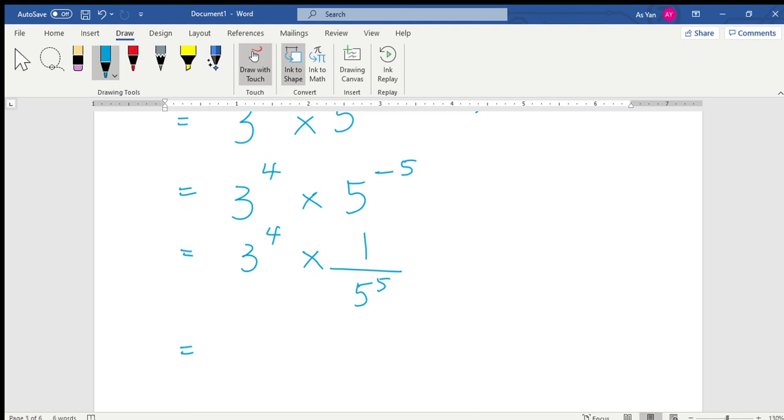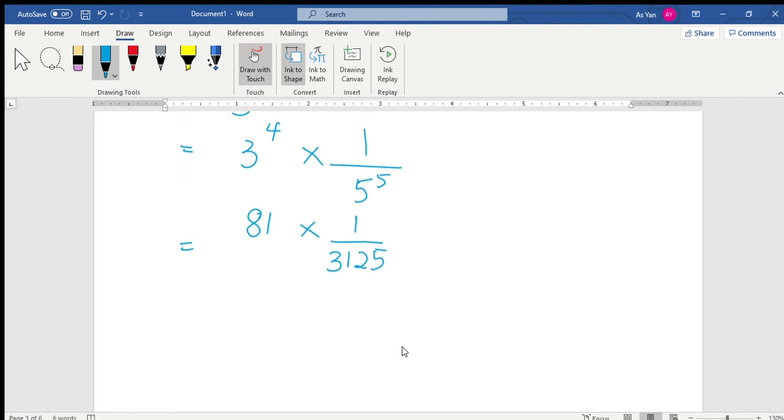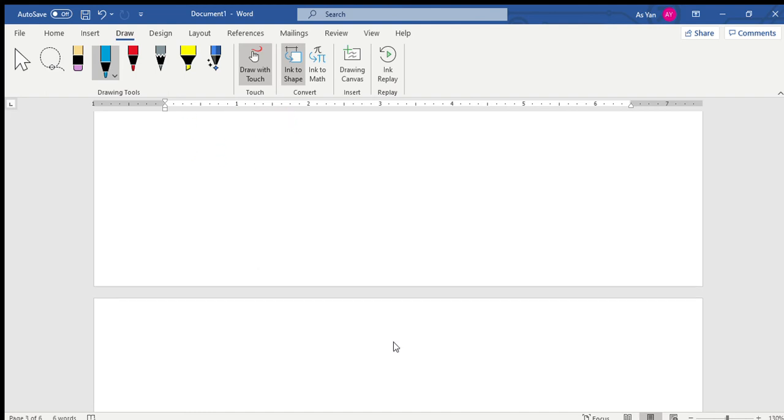So what is the value of 3 to the power of 4? 3 to the power of 4 equals to 81. So 81 times 1 over 5 to the power of 5. So 5 to the power of 5 is 3125. So the value will be 81 over 3125. Okay, let's look at question C.